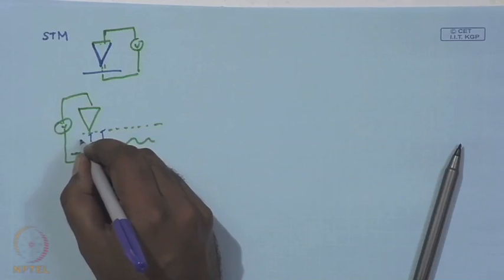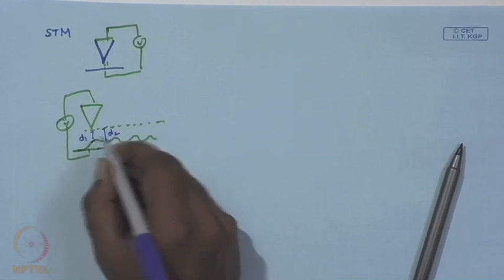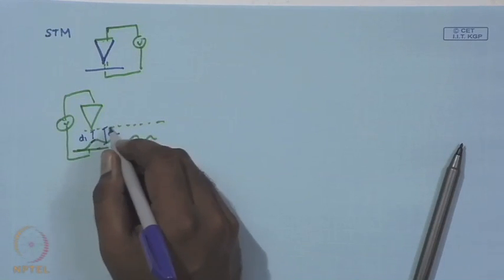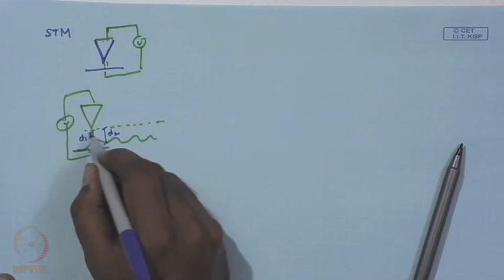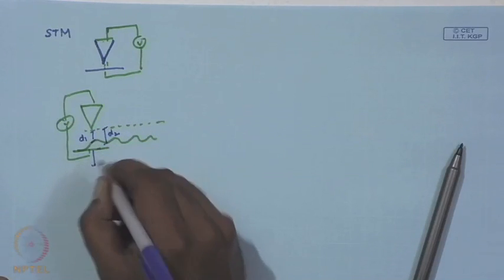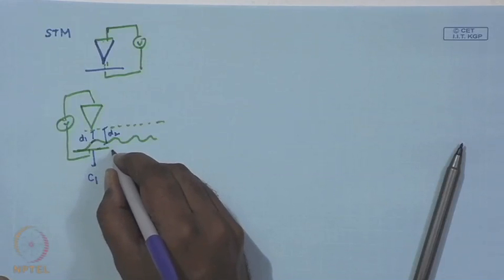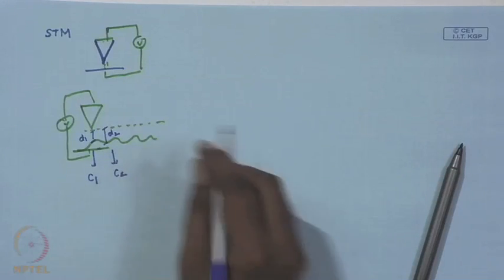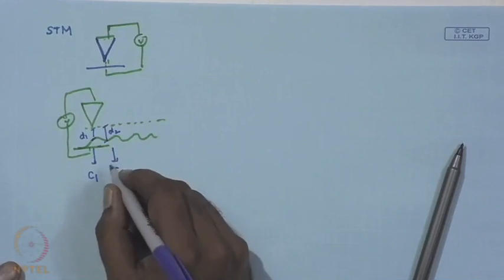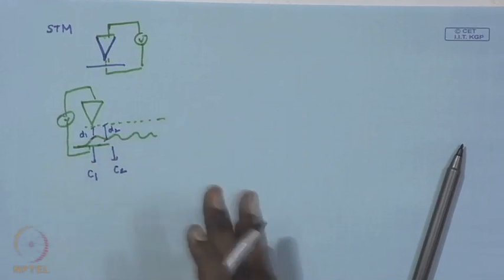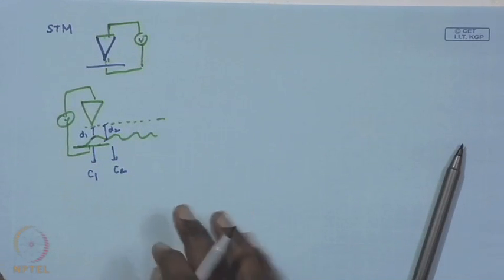As a consequence of this variation in the height, let us say it is d1 over here and d2 over here, what is going to happen as the tip moves? At location 1, the magnitude of the tunneling current will be different from the magnitude of the tunneling current at the second location. So this is the principle based on which an STM works.